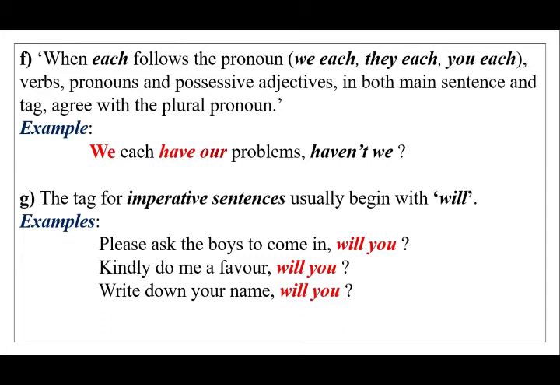Then comes possessive adjectives. Possessive adjectives also agree with the plural subject, the pronoun. So "we" is the plural form, and that's why the possessive adjective here is "our". We each have our problems, haven't we? Here the subject of the question tag is "we", which is plural, and that's why the verb is also plural: haven't. Have, haven't. Clear? We each have our problems, haven't we?